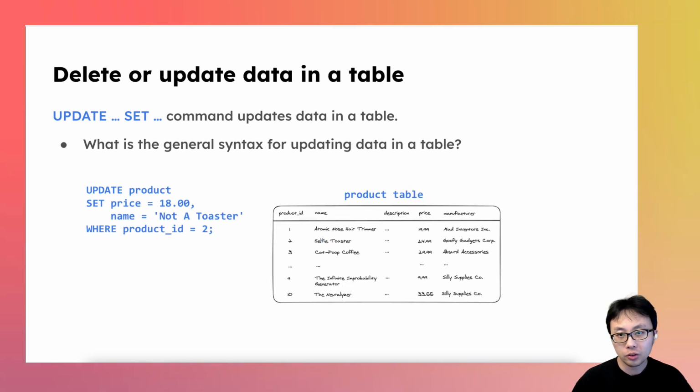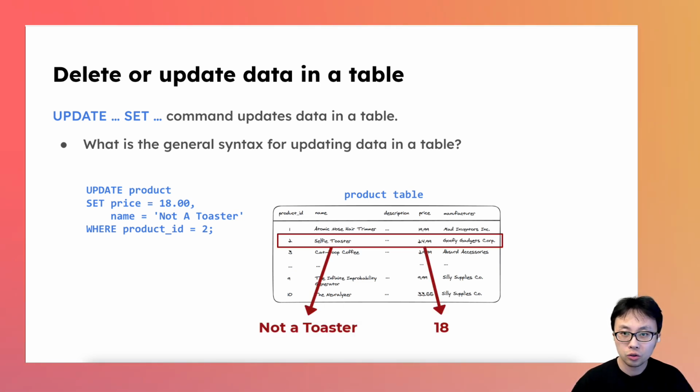An example of an update command is as follows. Update product, set price as 18, and name as not a toaster when product ID is equal to 2. This command will update both the price column and the name column in the rows whose product ID value is equal to 2. Same as the delete command, the filtering condition is very important here.